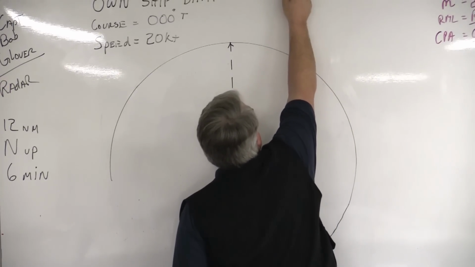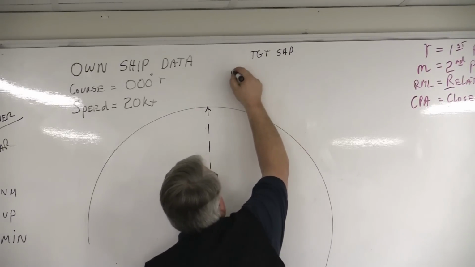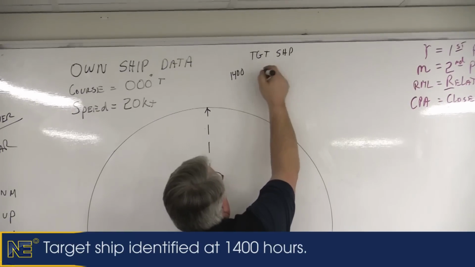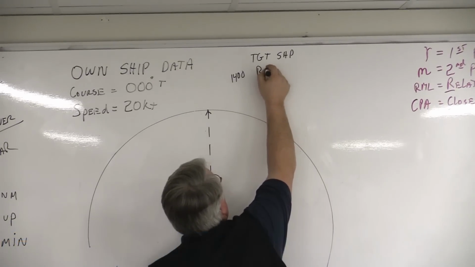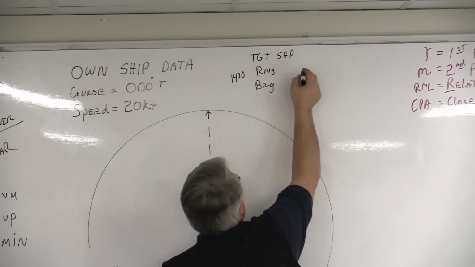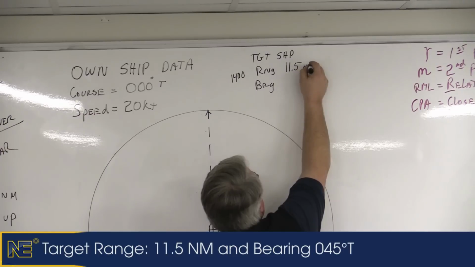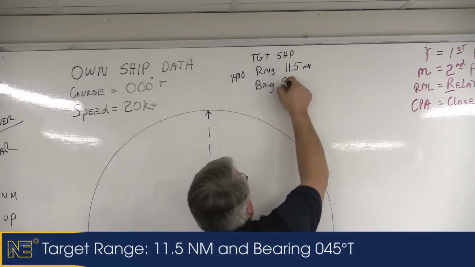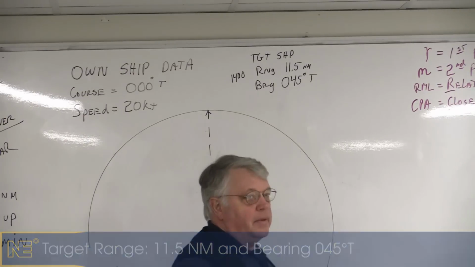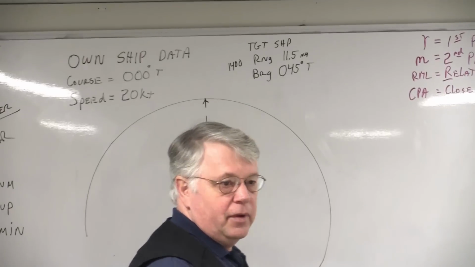And so we go ahead and take that target ship and we note the time. I'm just going to say that it's 1400 hours, and that target ship has a range and a bearing at 1400 hours, and that range is going to be 11.5 nautical miles, and the bearing was at 045 degrees true. Okay, so that was the target ship, range and bearing.